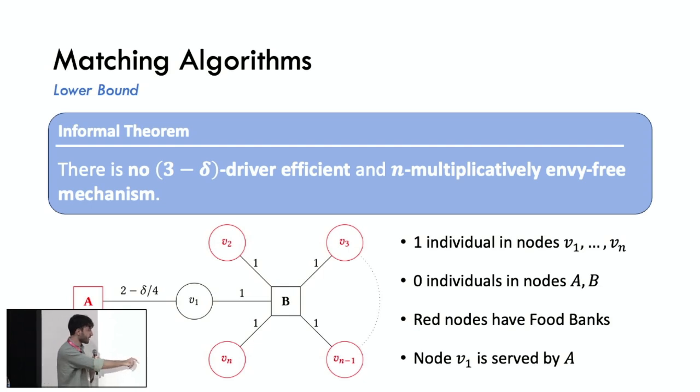If you look at the math, essentially the food insecure individual that resides in node V1, their closest food bank will be in node A. However, in order to be better than 3 minus delta driver efficient, the only way a food delivery can go to node A is if both the origin and the destination are node V1, which happens with probability 1 over n squared. However, the amount of deliveries that food bank A should have received is 1 over n. And thus we get the n multiplicative envy-freeness. And the important thing to stress here is that this works even in the offline case. Even if we know what's going to happen in the future, this counterexample still holds.